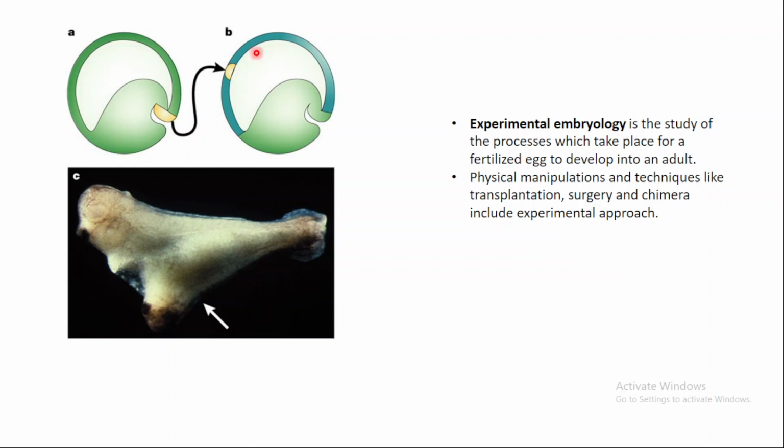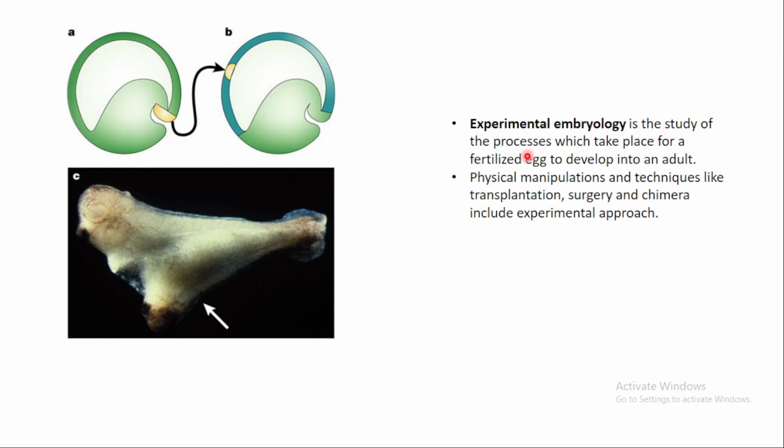So here is another representation of an experimental approach to developmental biology. This is a transplantation approach in which some part of the embryo, or the blastopore lip of the embryo, is transplanted into a new region, and here we can see the formation of a secondary axis. So these kinds of approaches to study embryology and developmental biology are called experimental approaches.